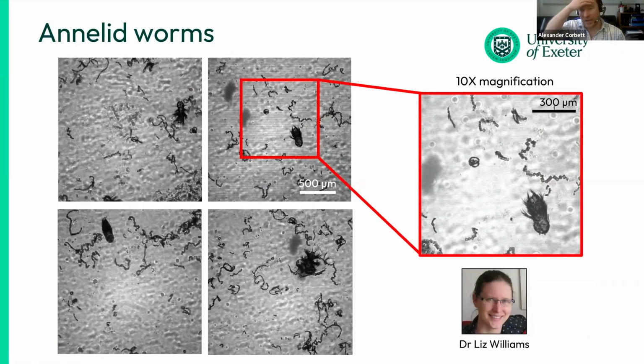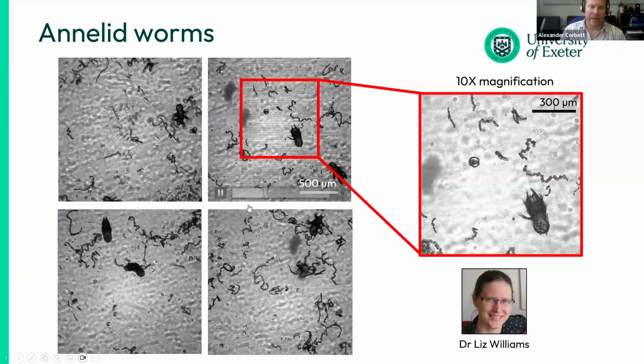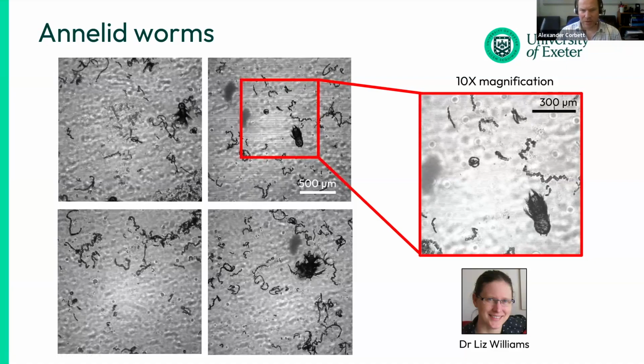Again, going back to these annelid worms, we can look at these at higher magnification. Even though we've got just 4 fields of view here, we're actually sampling 16 of these at 450 hertz, which gives us a very high frame rate per well, which means that we were able to track them with high accuracy, even when they're moving quite quickly.